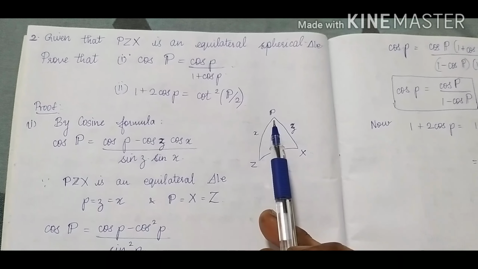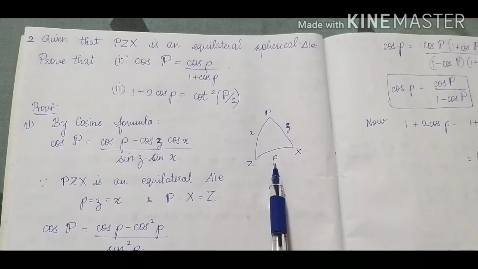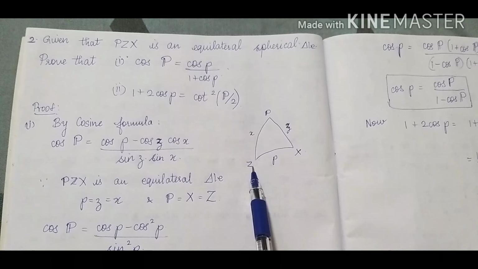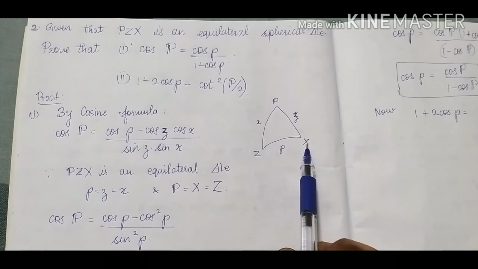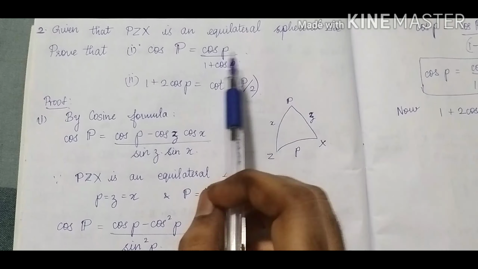So I've drawn this spherical triangle PZX, and the side opposite to angle P is marked as small p. The side opposite to angle Z is marked as small z, and the side which is opposite to angle X is marked as small x. We'll prove the first one.